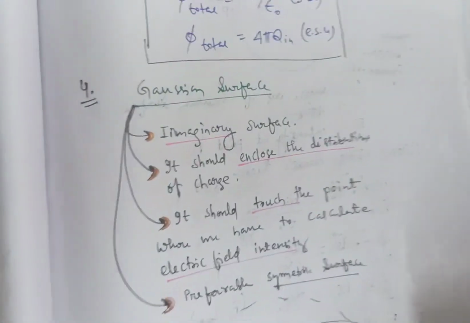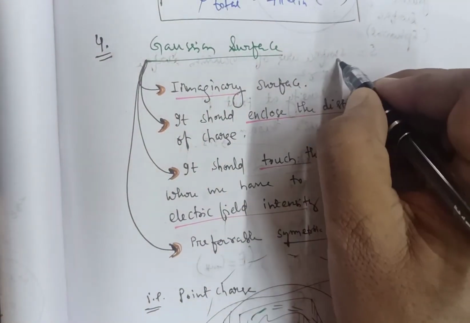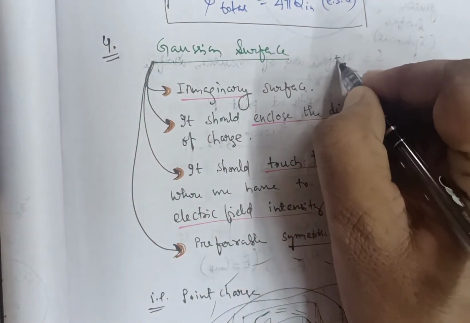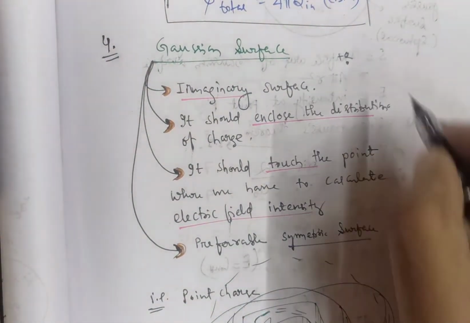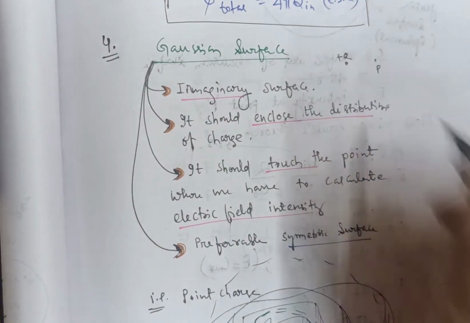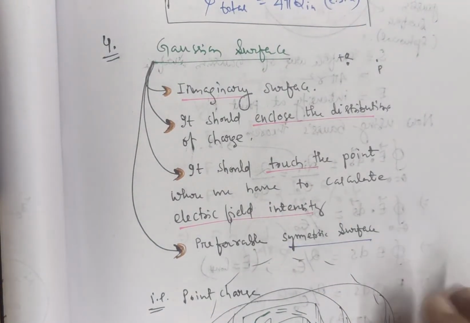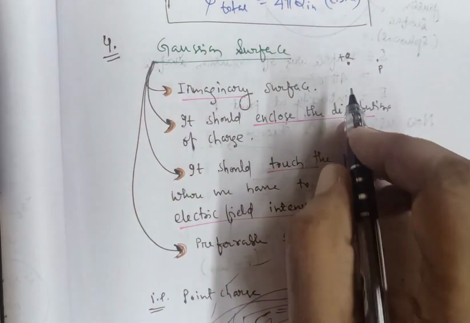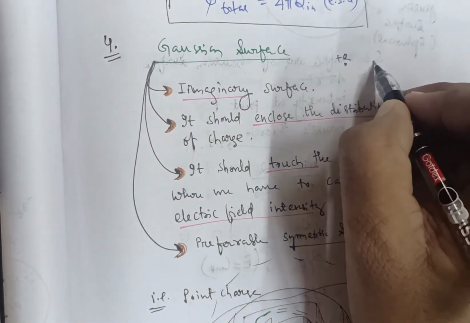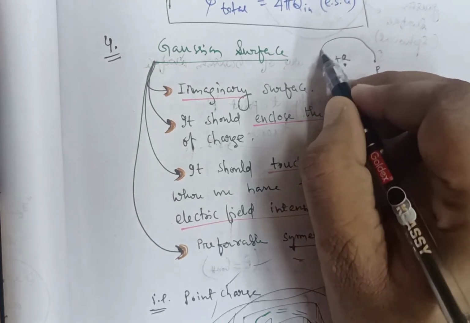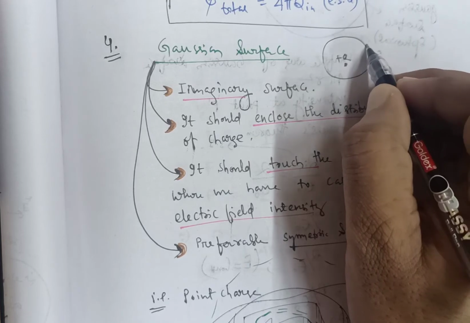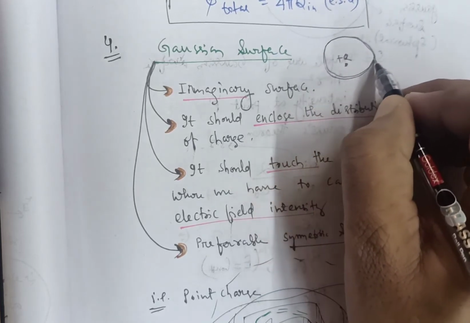You just see the paper here. This is a distribution of charge here. This is the source charge plus q. I am interested to find the intensity here, this point P. First I have to choose the Gaussian surface. What is the Gaussian surface? Now the Gaussian surface should touch this point and it should close this distribution of charge. So one will come, it will be like this, closing the surface.